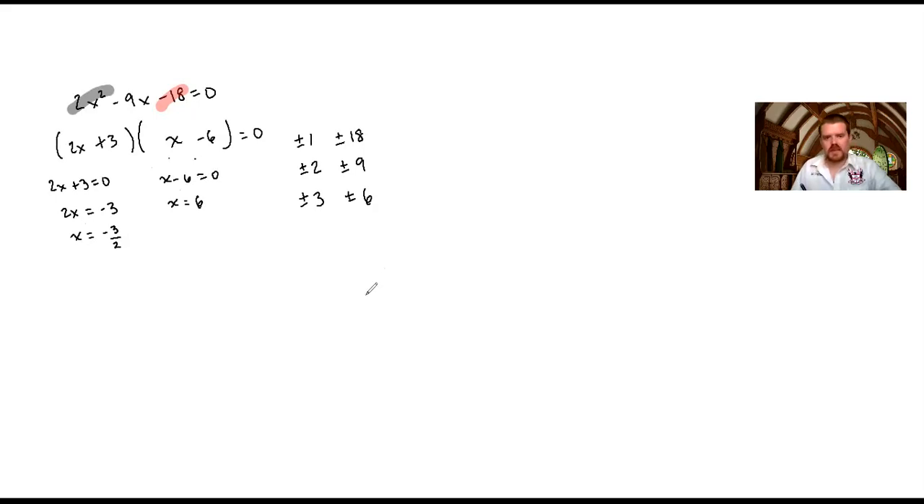Now, guessing and plugging and chugging, that is a strategy. However, it's not a very effective one, especially if I had something like, let's say, 64 for my c term, which could have up to 32 different factors. So rather than doing that, we're going to use the x.